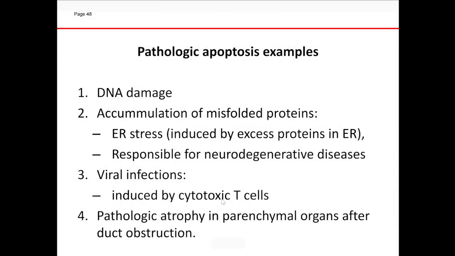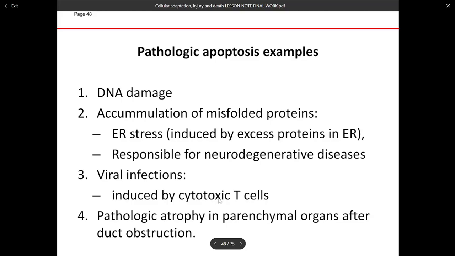Now, pathologic apoptosis includes DNA damage, and accumulation of misfolded proteins, which results in endoplasmic reticulum stress induced by excess protein in the endoplasmic reticulum, responsible for neurodegenerative diseases. Thirdly, there are viral infections, induced by cytotoxic T cells. And fourthly, pathologic atrophy in parenchymal organs after duct destruction.